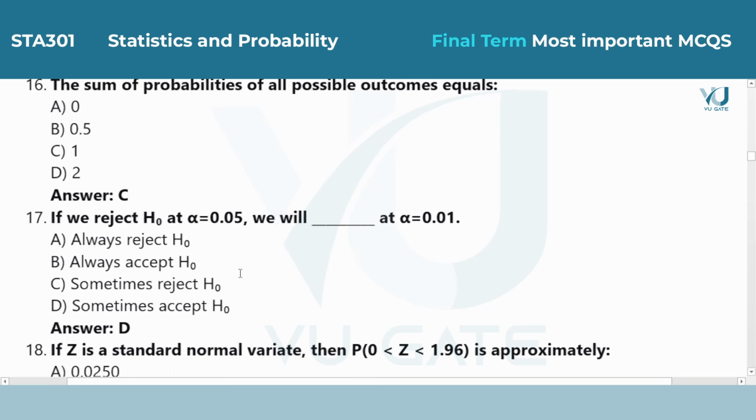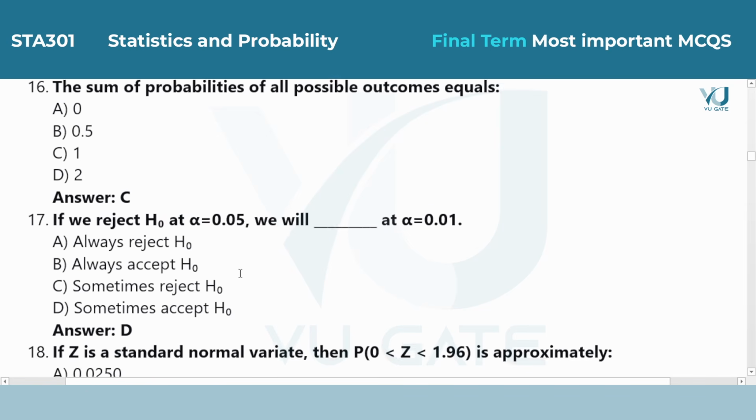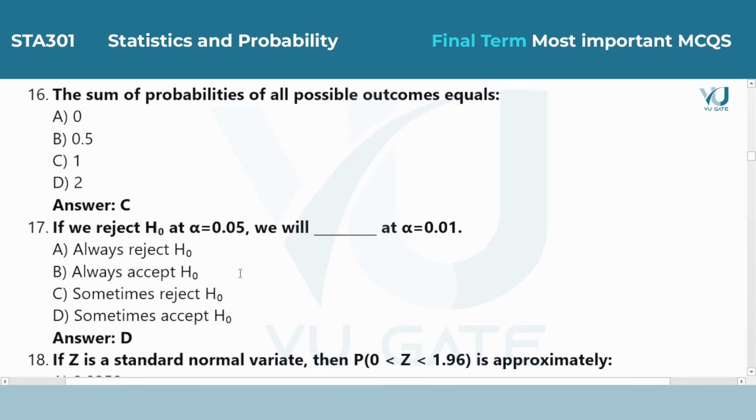Question: the sum of probabilities of all possible outcomes equals? Answer: C. 1. Explanation: in any probability distribution, the total sum of all possible outcomes must always equal exactly 1.